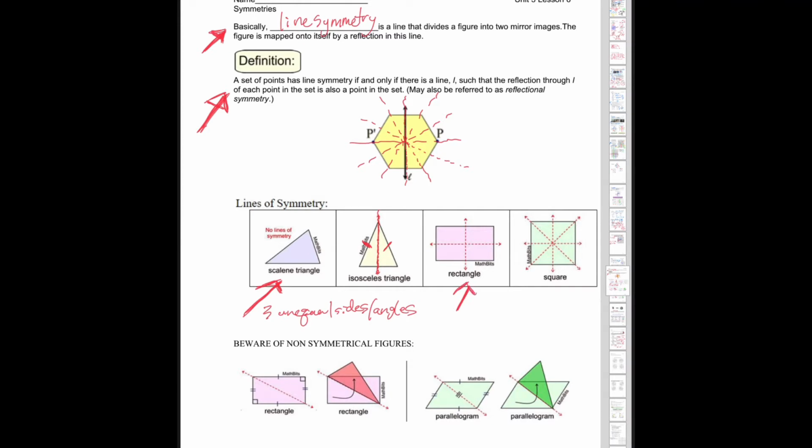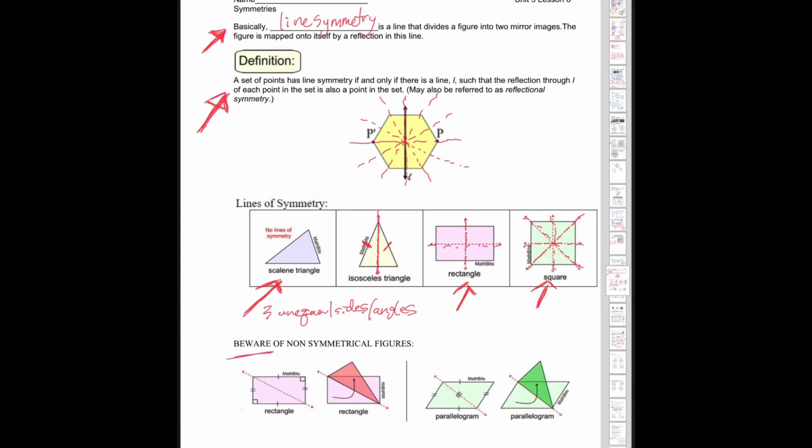A rectangle has two lines of symmetry, one going vertically and one going horizontally. And then another example would be a square. A square has diagonal lines of symmetry as well as vertical and horizontal.